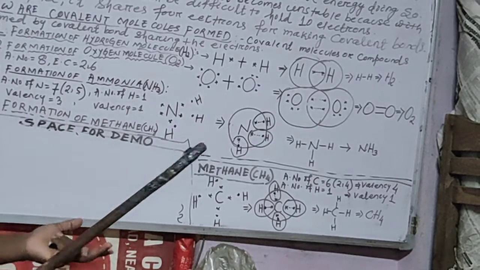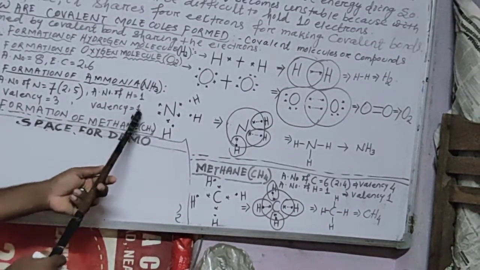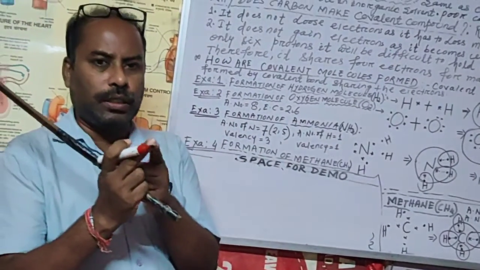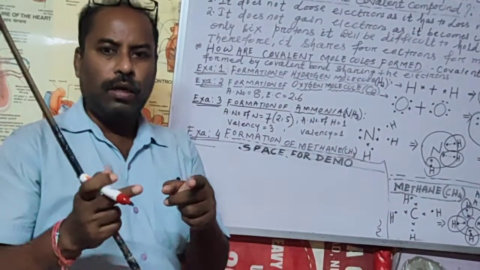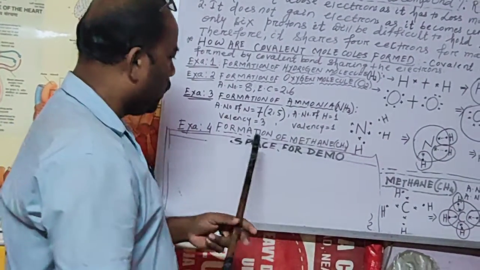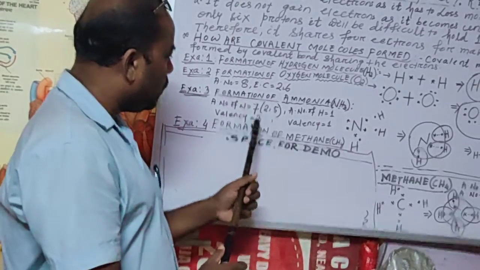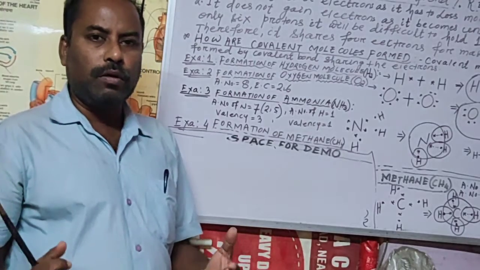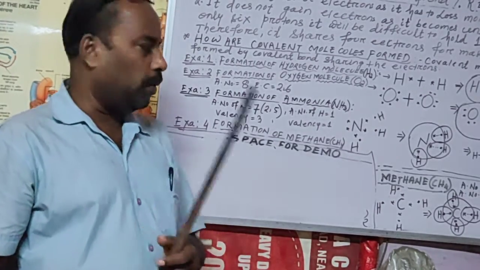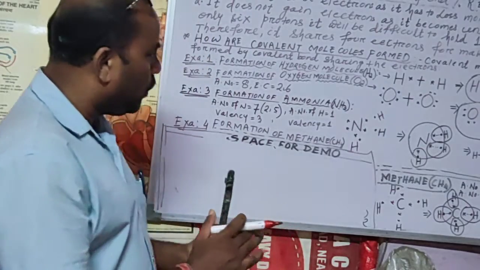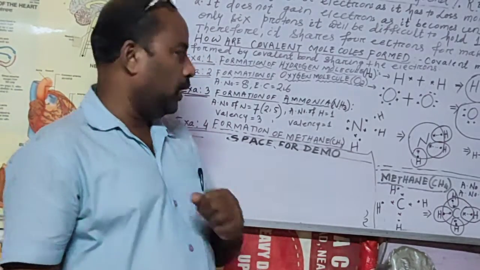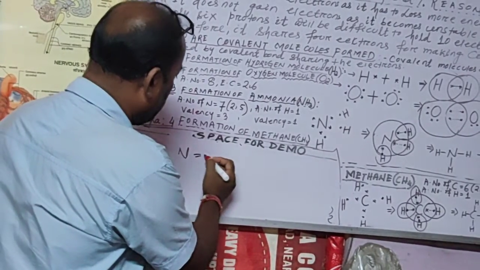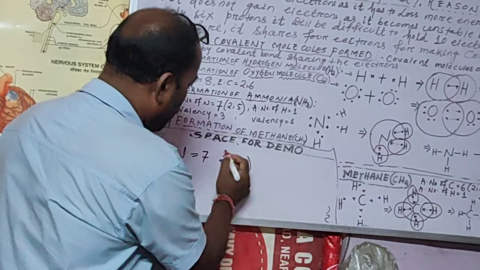It is very difficult to make them understand each other, because a covalent bond forms when the valencies match, like hydrogen 1, oxygen 2. But here nitrogen valency is 3 and hydrogen valency is 1. It is very difficult to make the covalent bond, but still it makes the covalent bond. Let us see. When the bond is formed, only the outermost orbit participates. How many electrons are in the outermost orbit of nitrogen? Nitrogen is 2, 5, so 5 electrons are there.